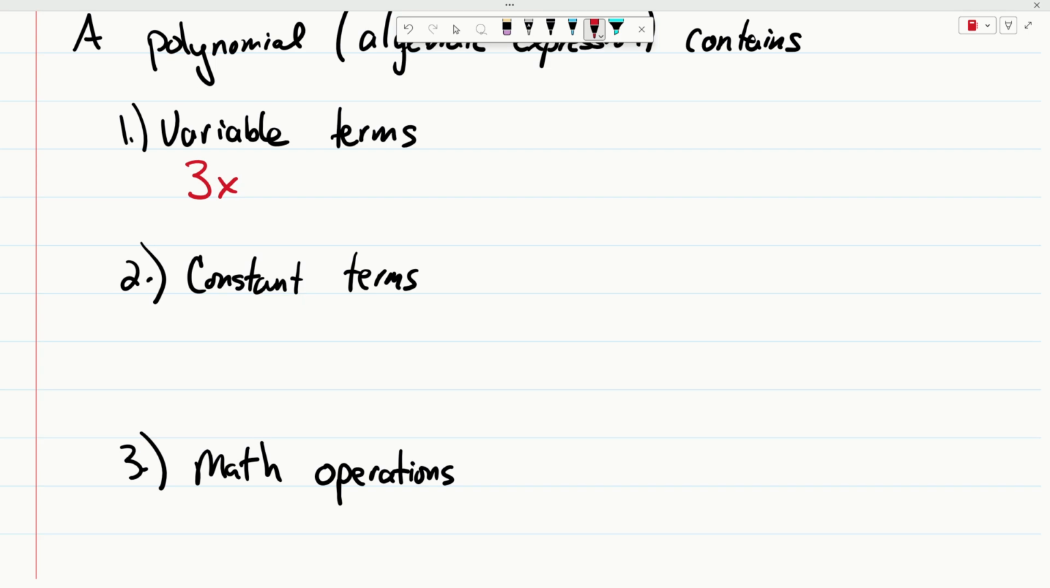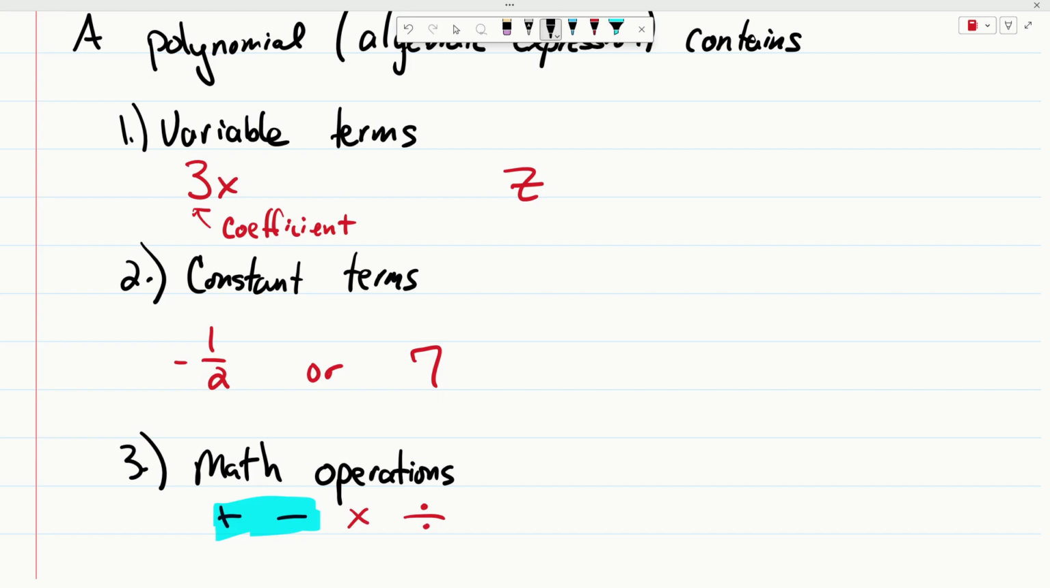Now, remember, the 3 is called a coefficient, all right? Another variable term could be something like only the letter z, something like that. Constant terms are strictly numbers, like -1/2 or 7. And then the math operations, add, subtract, multiply, and divide. Now, for this section, we focus on the first two.